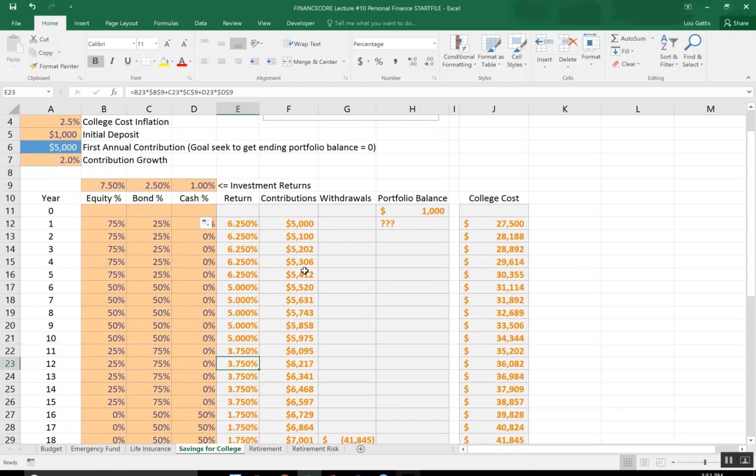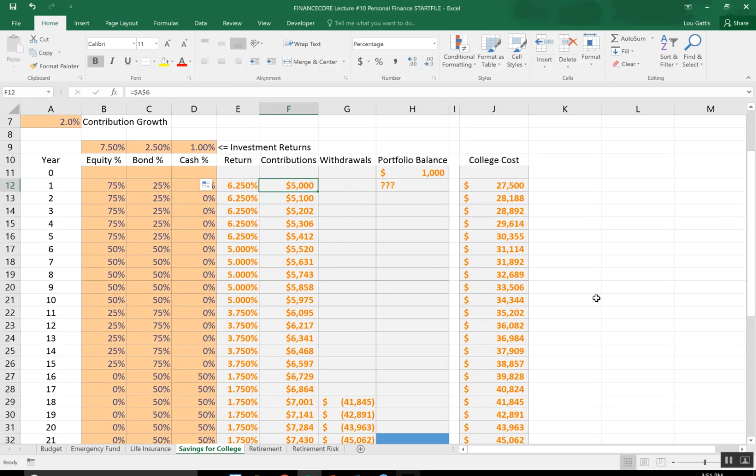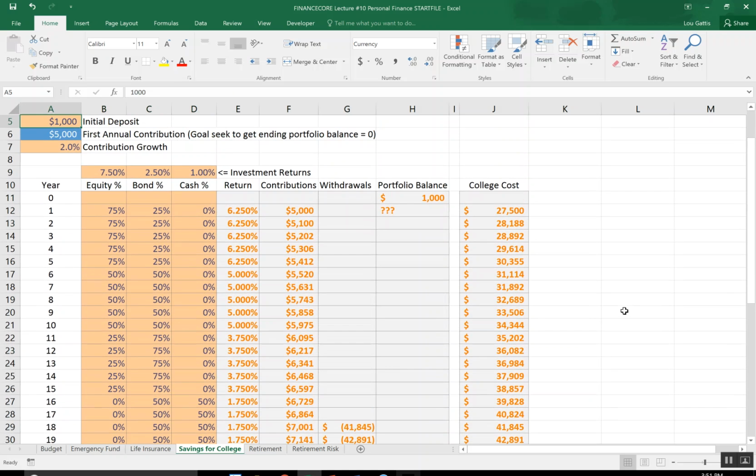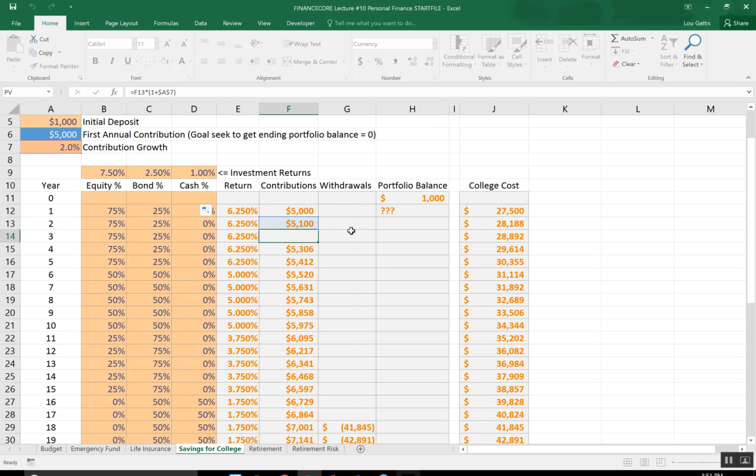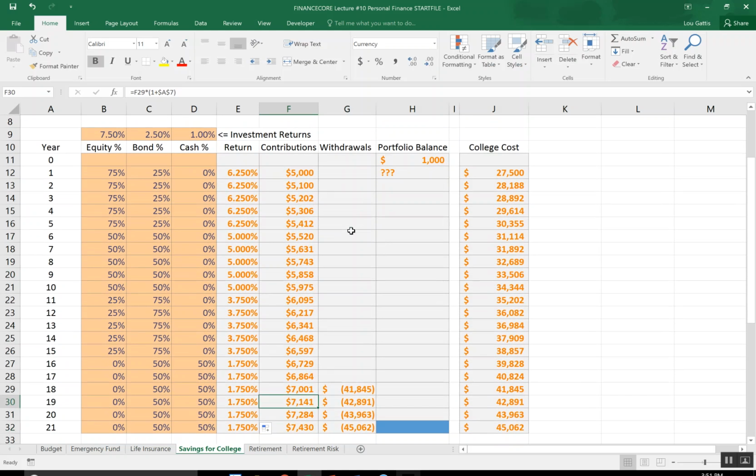So let's now see what our portfolio is going to be worth at the end. Again, I made an assumption here. This is an input: I'm going to assume the first contribution is $5,000, and another assumption that the contribution is going to grow at 2% a year. So I'm going to put $5,000 away this year, then $5,100, then $5,200, just growing at 2% per year. And I'm going to continue saving while the child's in college, while I may start making the payments.